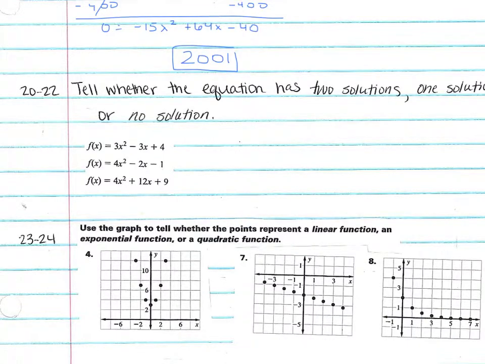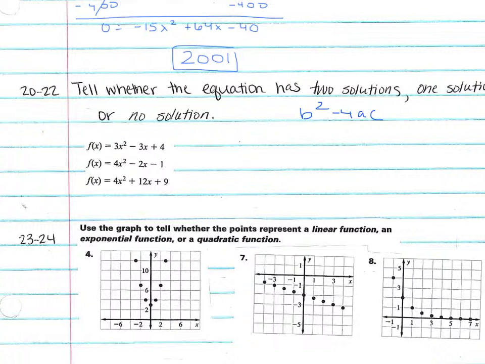For questions 20 through 22 on your test, you have to decide whether the equation has 2 solutions, 1 solution, or no solutions. And we do this by calculating what the discriminant is. And we find the discriminant through this simple equation, b squared minus 4ac. And then, going back to section 10.7, whether it's greater than 0, equal to 0, or less than 0, tells us how many solutions there are.